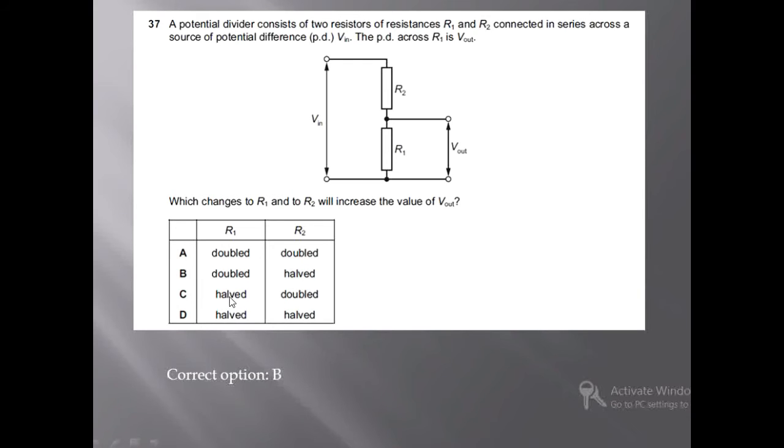Option C, R1 halved, R2 doubled. If you halve R1, this is going to decrease the value of V out, so this is going to be incorrect. In option D, across R1, it states R1 should be halved. This is also going to decrease the value of V out. It means we are only left with one option, that is option B. As a result, option B is the correct option. Basically, we had to apply the knowledge of potential divider in this circuit.